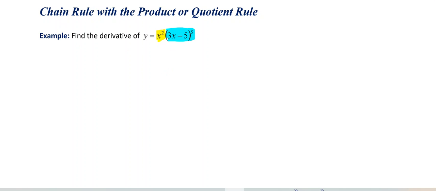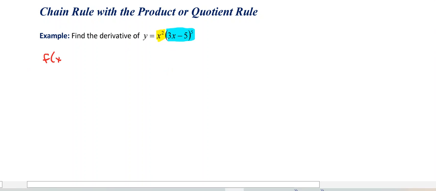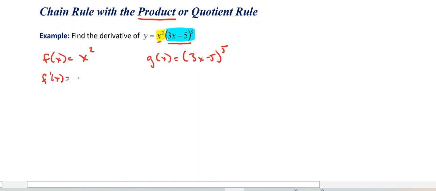So I'm going to call f of x, x squared, and g of x is (3x minus 5) to the fifth. So I'm using the product rule here because I have the product of two different functions. Well, the derivative of f of x is 2x.